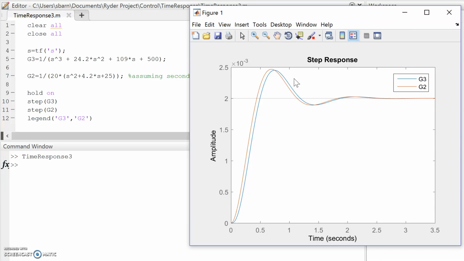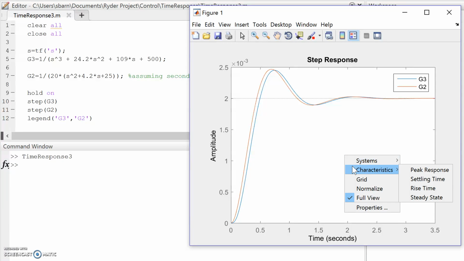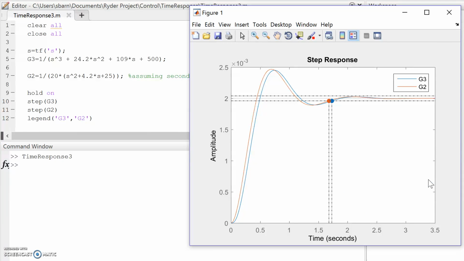G3 is what happens when we have everything included. G2 is what's going to happen when we have second order dominance, and we've actually gone to the effort of eliminating the first order part. So it's very, very similar in terms of the response. Let's go and double check the values for each of the time response properties we're asked to find. If we look at the settling time, we can see that they're very close to each other for each of the different systems.